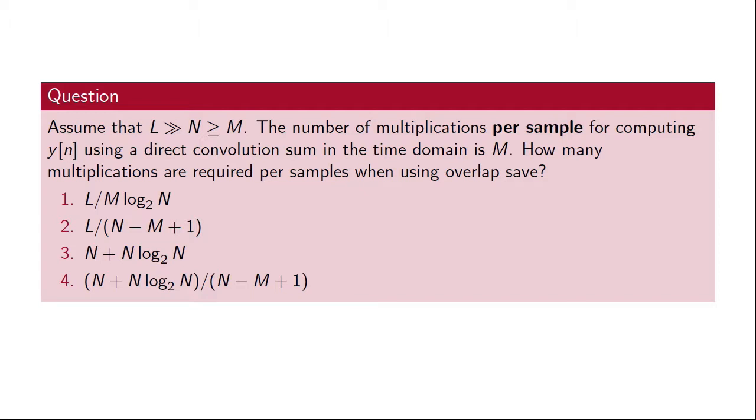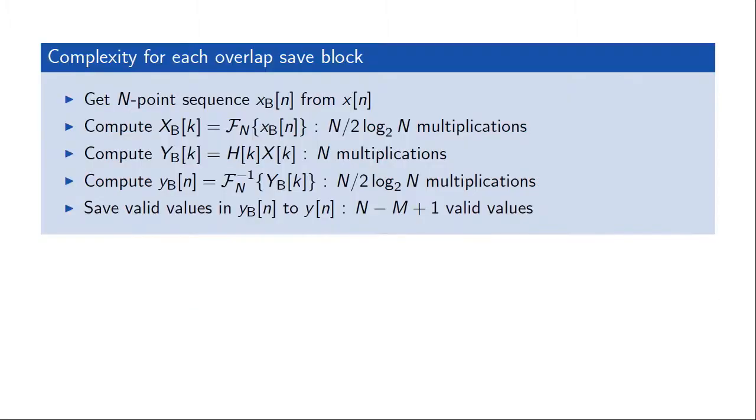The correct answer is option number 4. A way to see that is just to go through the per block computations and count the number of complex valued multiplications. We get the block xb of n from x of n, so just collecting the values doesn't require any multiplications. But then we need to compute the n-point discrete Fourier transform of this block.